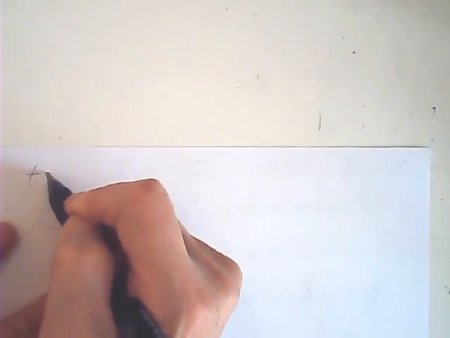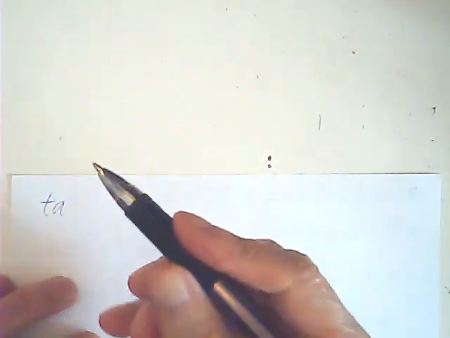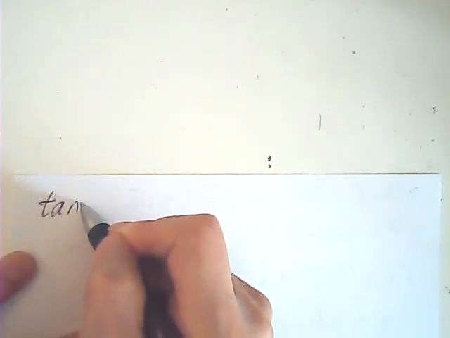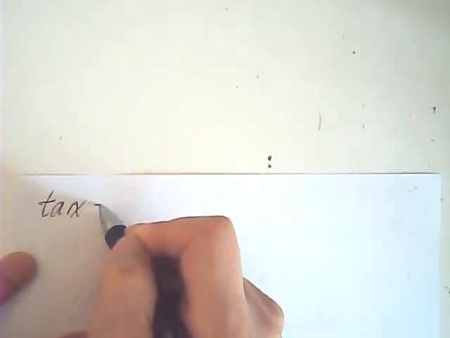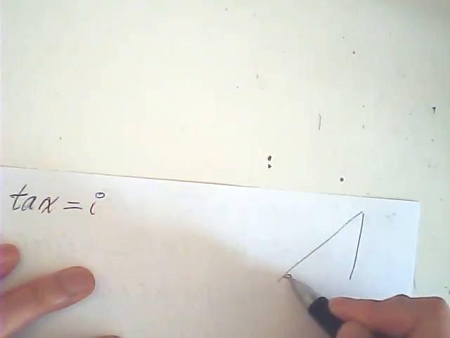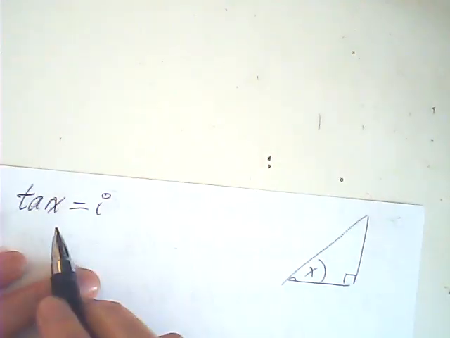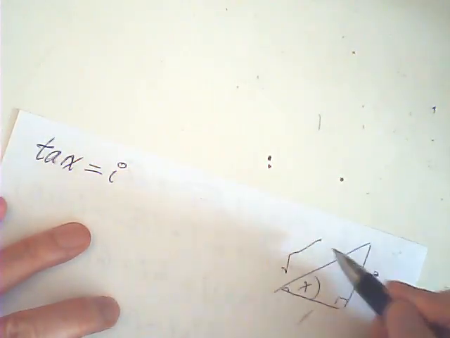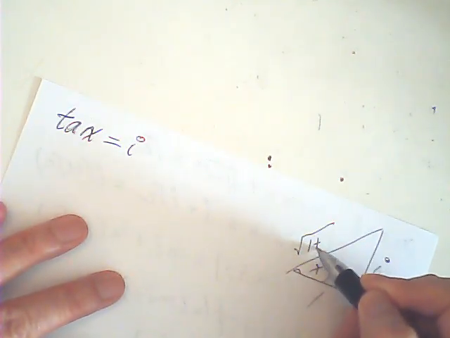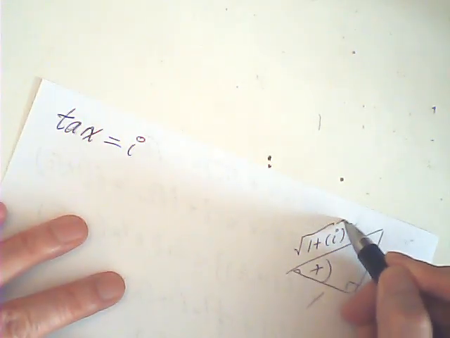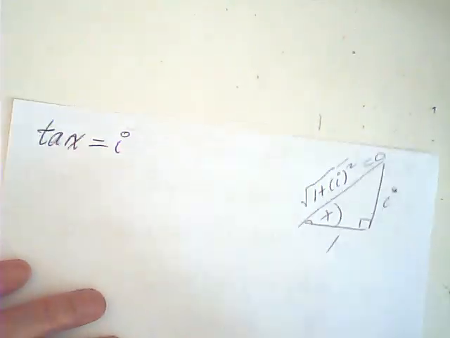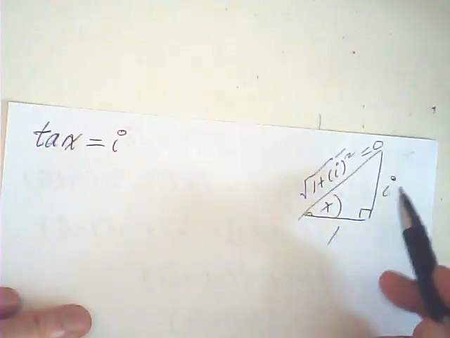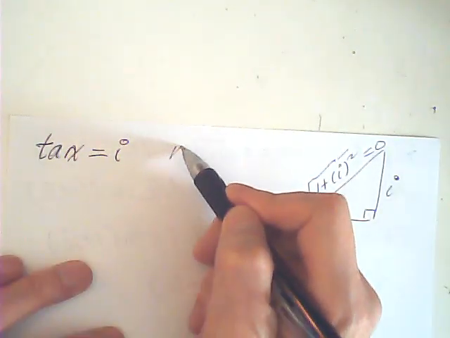Now the tangent. Tangent x is equal to i, and we know that tangent x, right? Tangent x equal to i, so this is i, this is 1. So this one is equal to 1 plus i squared. So this is equal to 0. If this is equal to 0, well, sine and cosine do not exist. Therefore, this one has no solution.